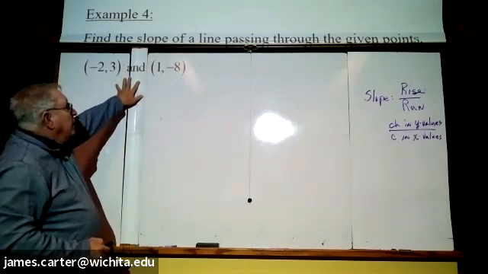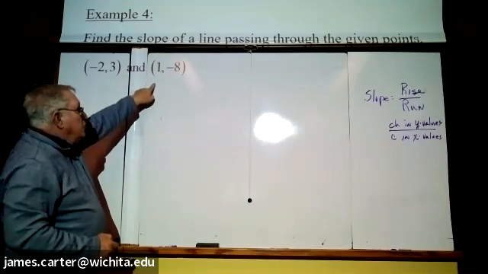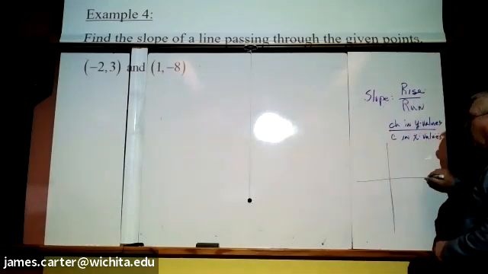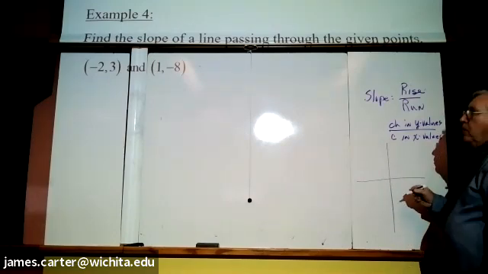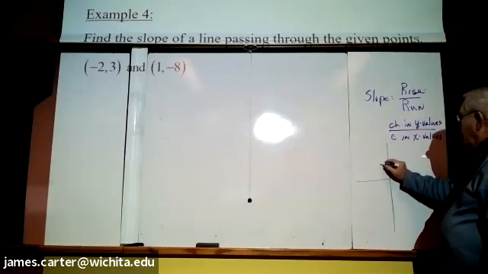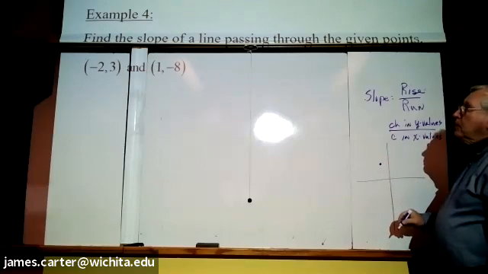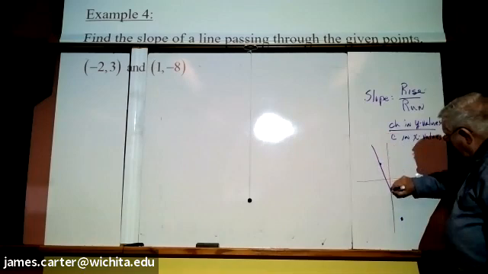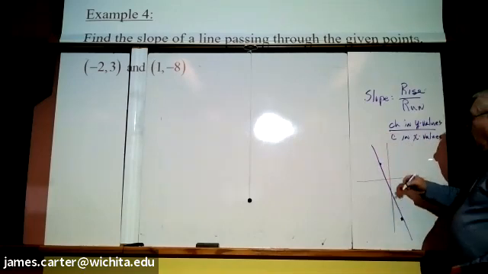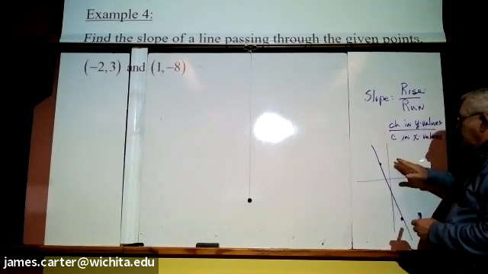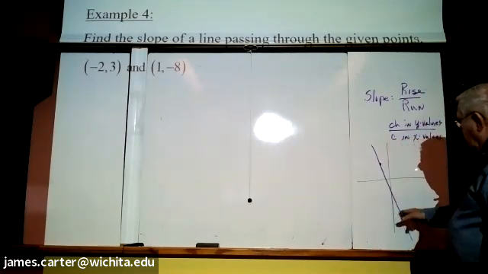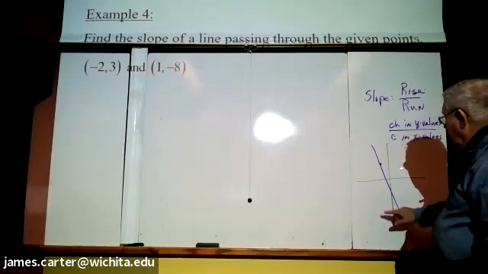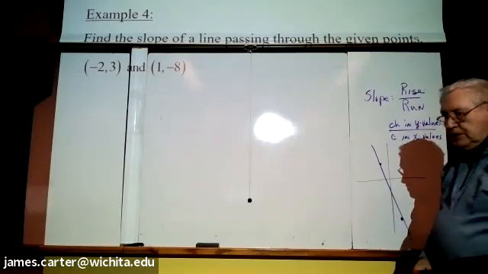Okay, look at this problem. Let's find the slope of the line that goes through these two points. In other words, we've got a line over here. And on that line, we've got the points (-2, 3), about here, and the point (1, -8), about here. So here's my line. Now, what is the slope or the angle of that line in space? I'll tell you right now, this line is going to have a negative slope because left to right, it goes downwards. If the line went like this, then it would have a positive slope.